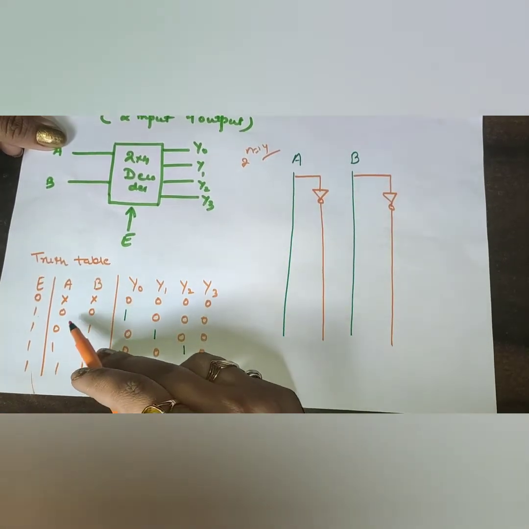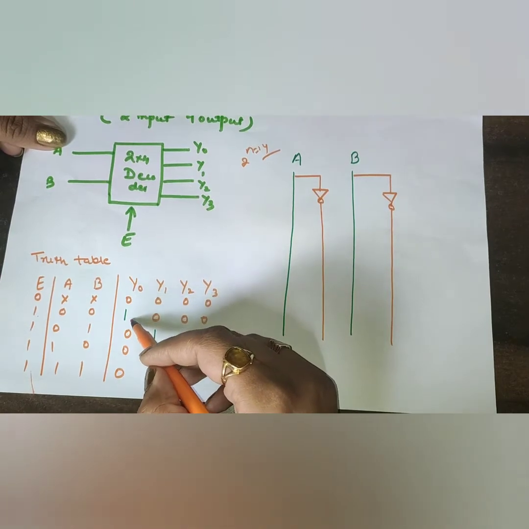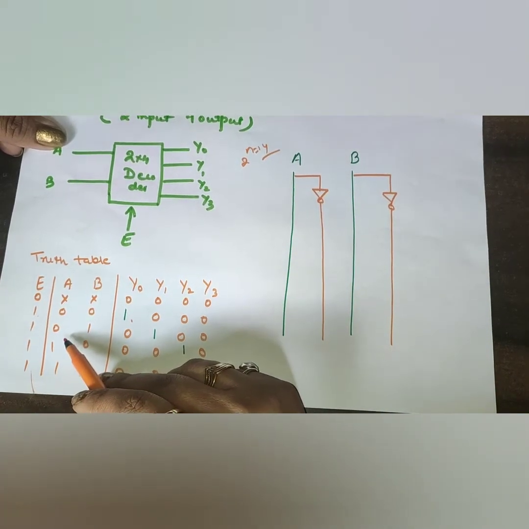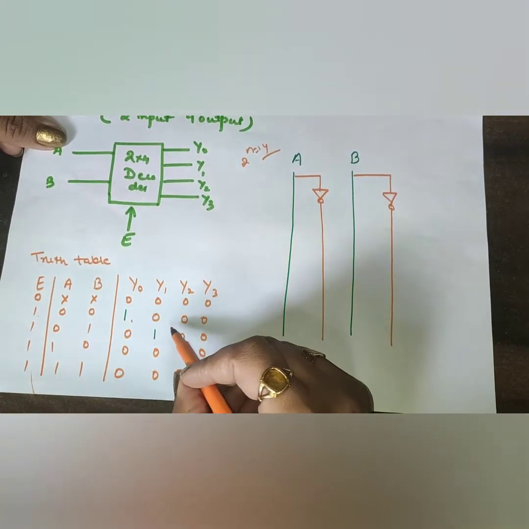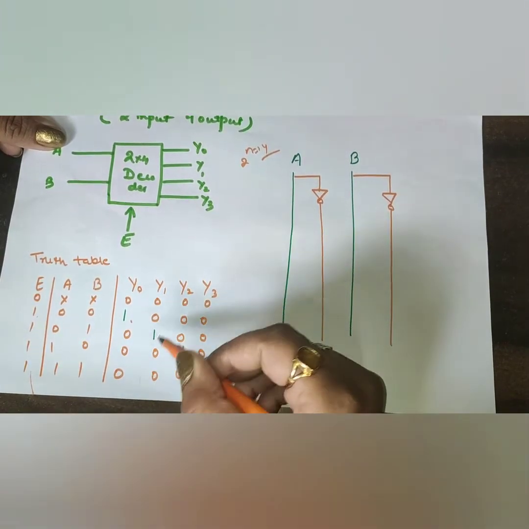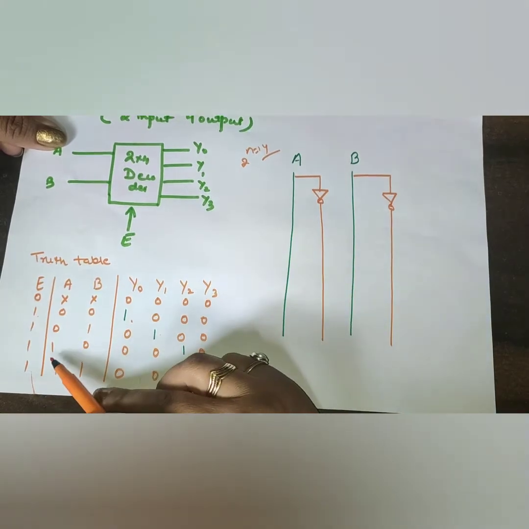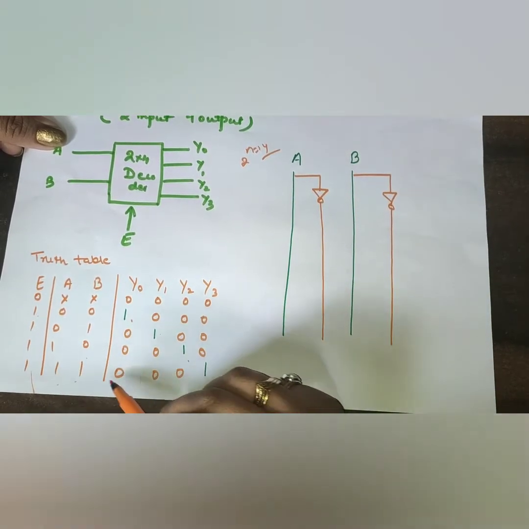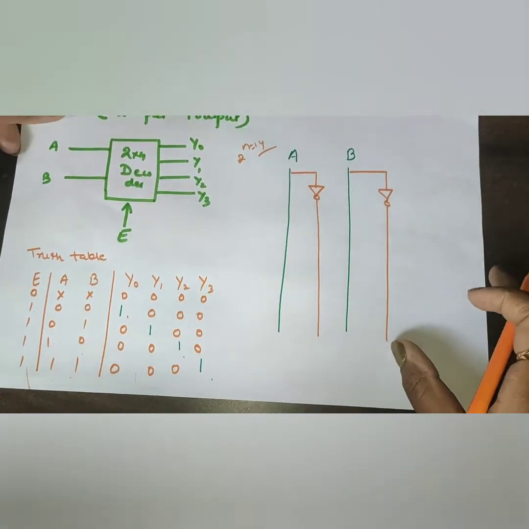Now when we get 00, we get one output, y0, and the others are 0. When our condition is 01, we get the output y1 and the other outputs are 0. When we get 10 input, we get y2, and when we get 11 input, we get output y3.